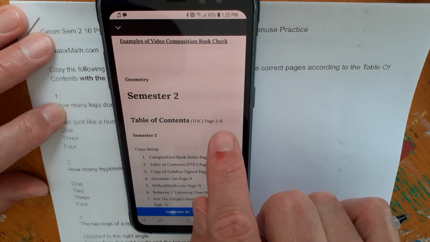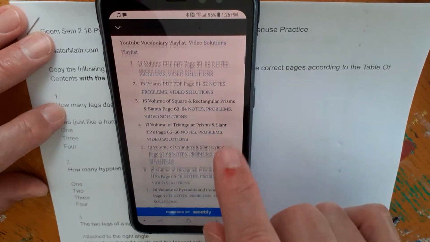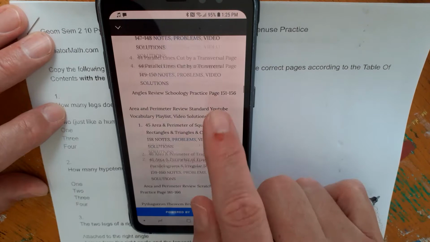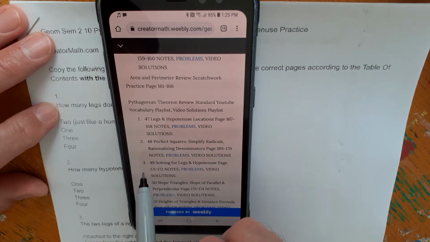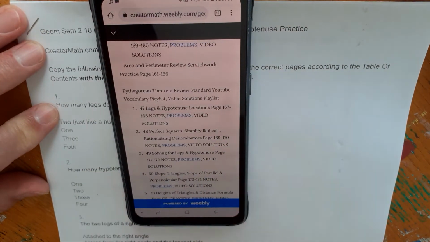This should be on pages 2 through 6 of your composition book. It should have been copied there a long time ago by now, but go ahead and put it there if it's not. Come down and find this unit on Pythagorean Review. There are 1, 2, 3, 4, 5 lessons here. This is lesson number 3 right here.